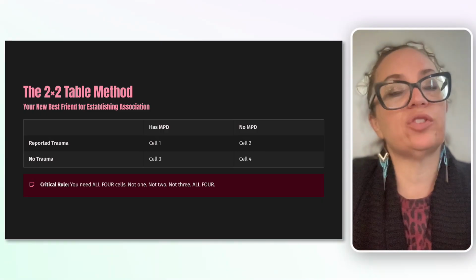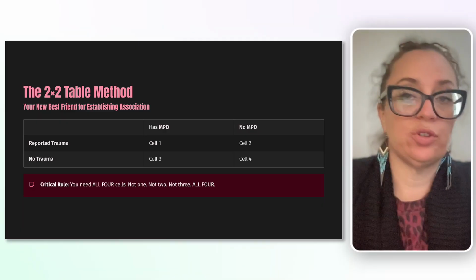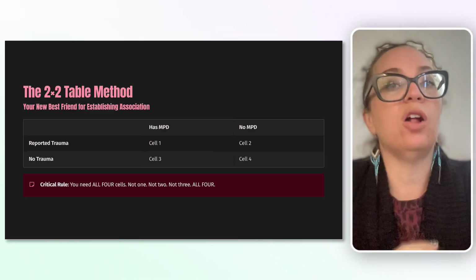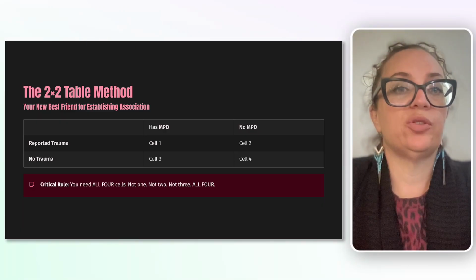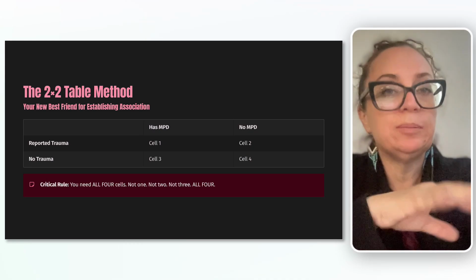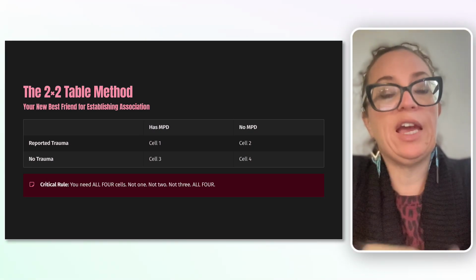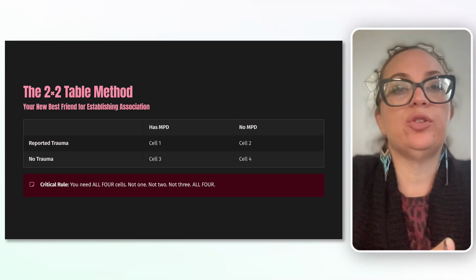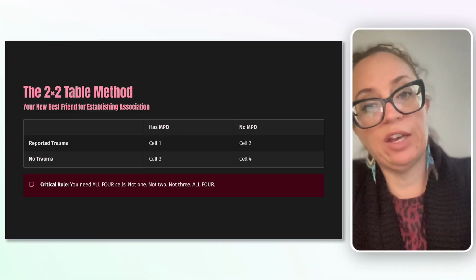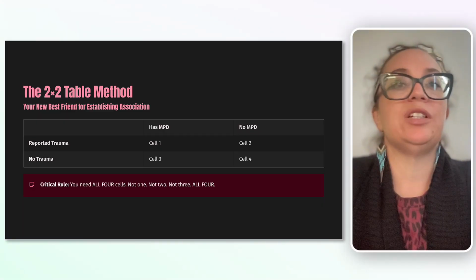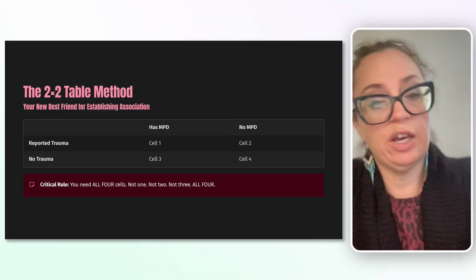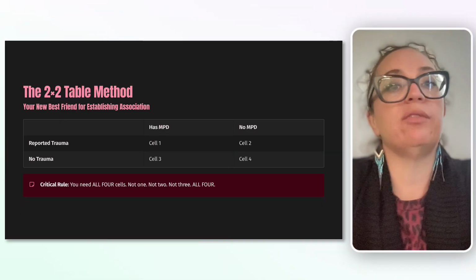Now, to test whether childhood trauma and MPD are actually associated, we need information about all four of these cells. So cell 1 would be people who reported childhood trauma and have MPD. Cell 2 is people who reported childhood trauma but don't have MPD. Cell 3 is people who did not report trauma but do have MPD. And cell 4 is people who have neither.